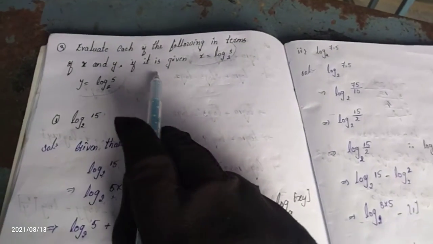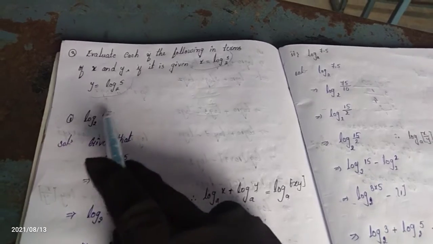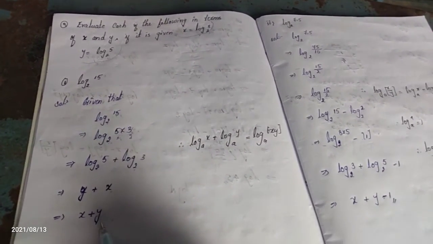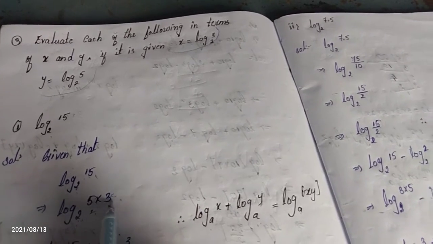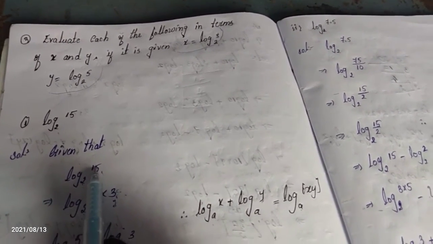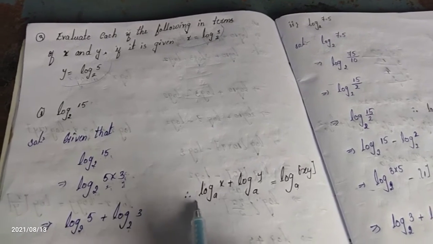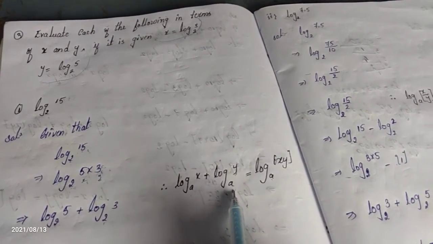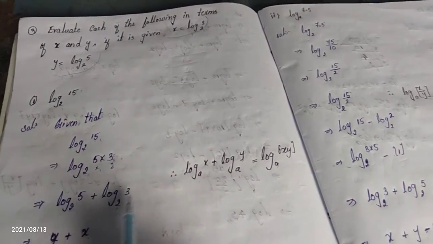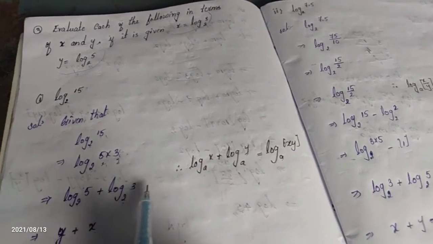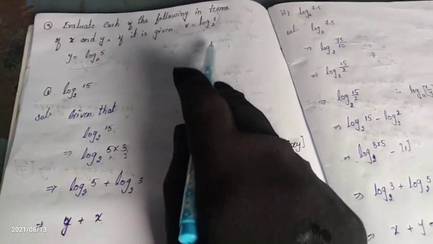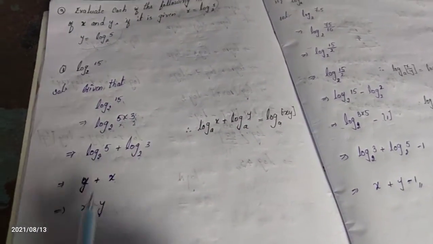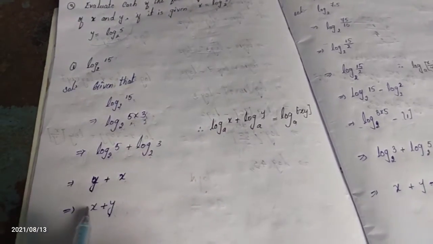What is the question? We have to convert the value in terms of x and y. I am changing that with the help of laws. Can you understand? First, the question has 15. This 15 we have to split into 5 times 3, because 5 times 3 is 15. What is the law? Log x y to the base a equals log x to the base a plus log y to the base a. According to this law we are converting this step into this step. Afterward these values are in the form of x and y, and I am substituting them here.